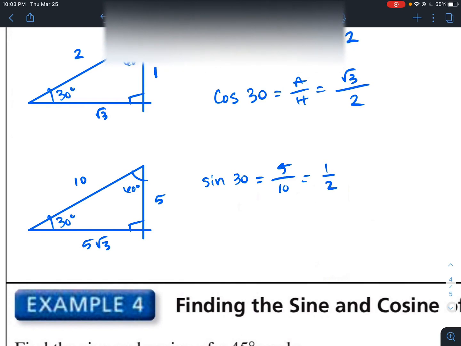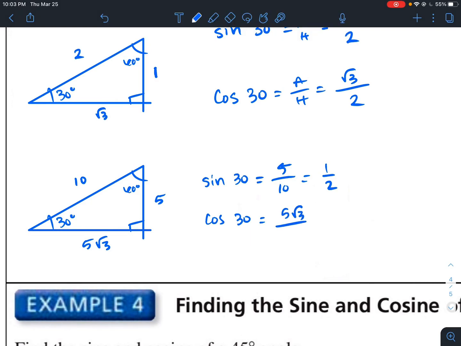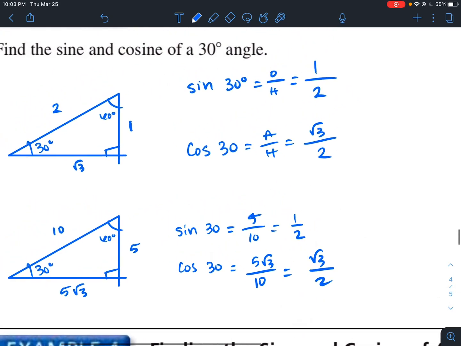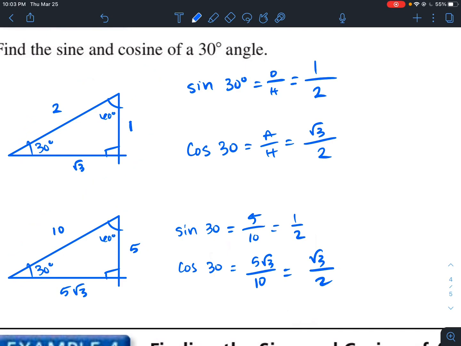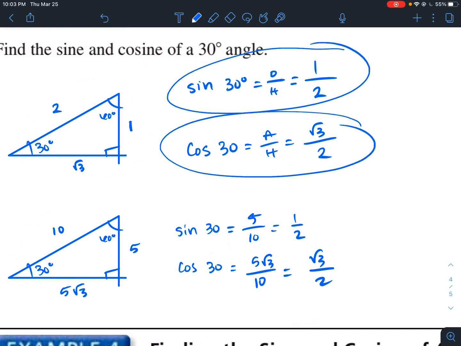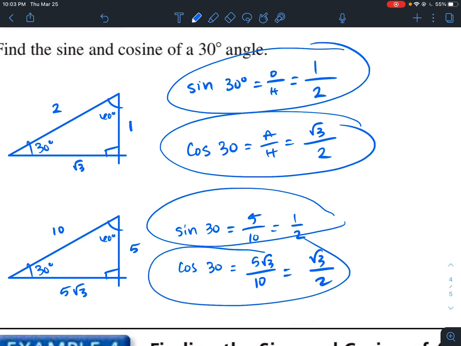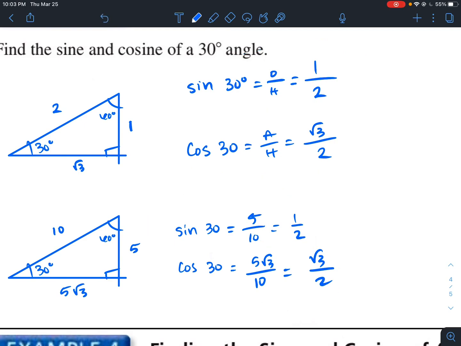And then cosine of 30 degrees would be 5 square root of 3 divided by 10. But the 5 and the 10 would reduce to square root of 3 divided by 2. So you see that it doesn't matter what the side lengths are for these special types of triangles, because the ratios are always going to be the same.